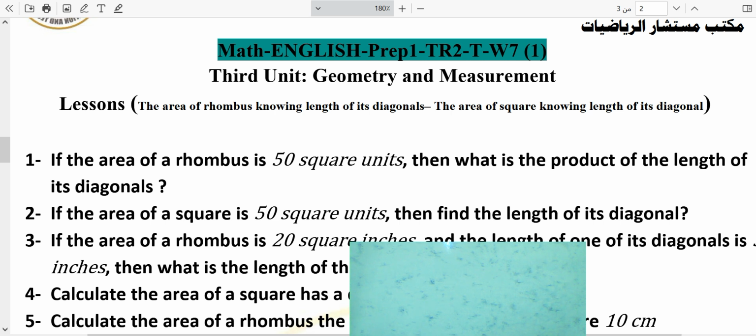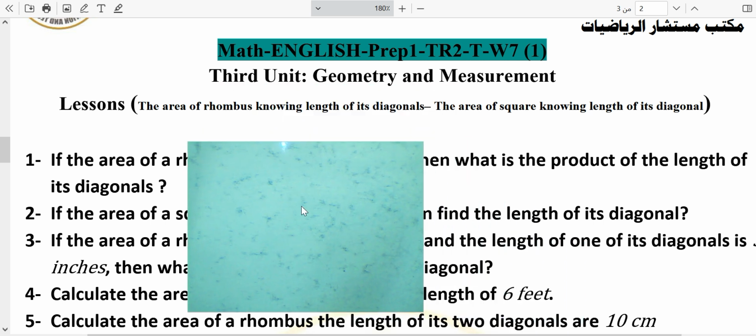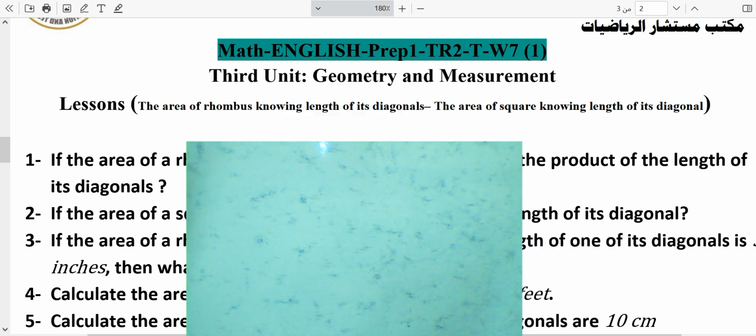Today we'll solve the cumulative assessment, weekly assessment number 7 this week. Okay, third unit in geometry and measurement. We will talk about the area of a rhombus, knowing the lengths of its diagonals, and the area of a square, knowing the length of its diagonal. First, we must know the rule of the area of a rectangle and the area of a rhombus.